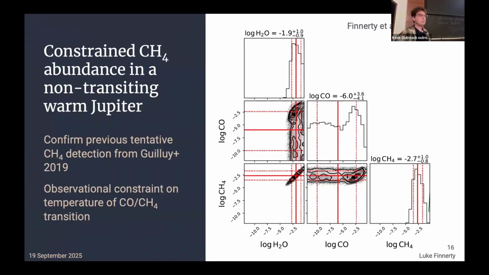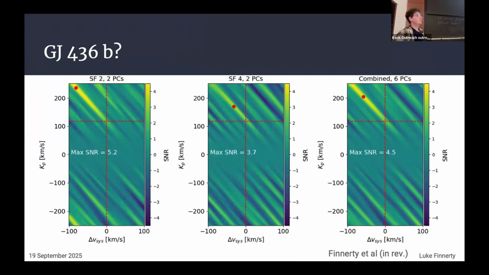But when we go to the retrievals, the L band data is really helpful in getting us a constrained methane abundance. So we measure abundances of water and methane. We confirm that previous methane detection from back in 2019. And specifically, we get a pretty good constraint on the ratio of water to methane, which is telling us something about the C to O ratio of this planet. So that's great. Can we go even higher contrast?